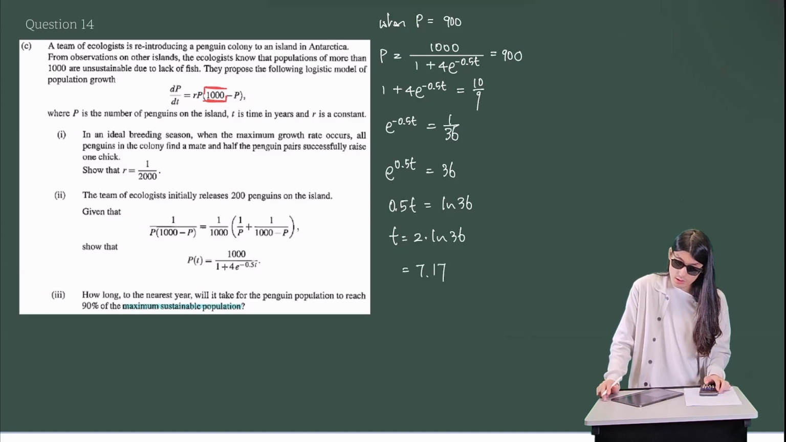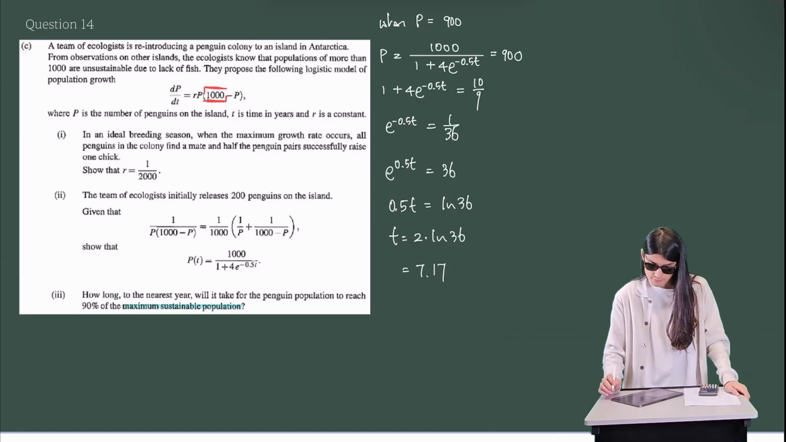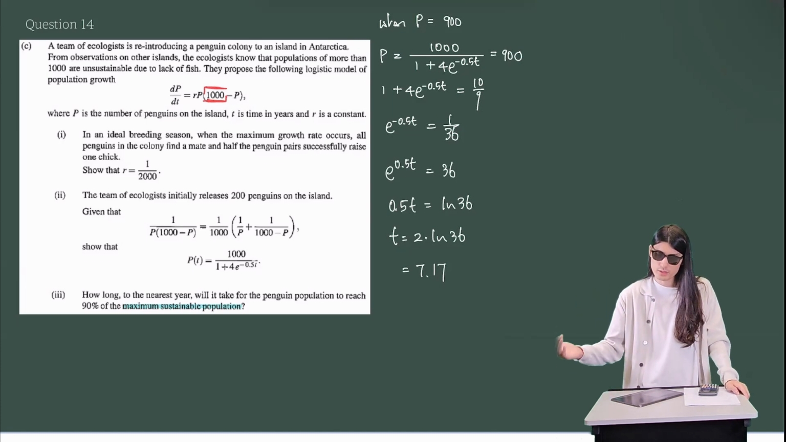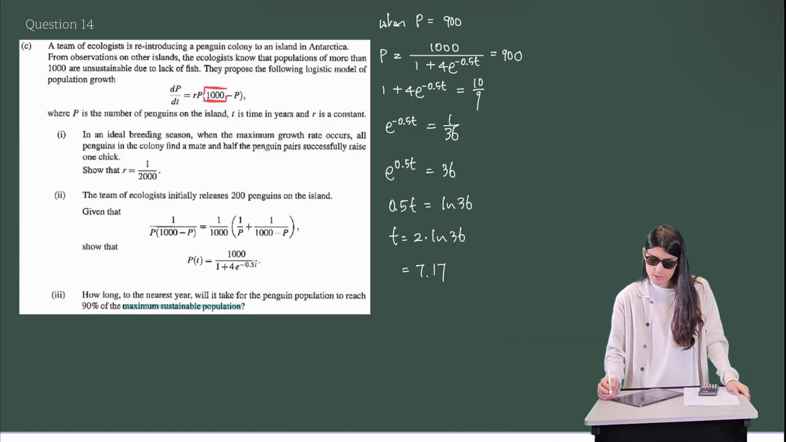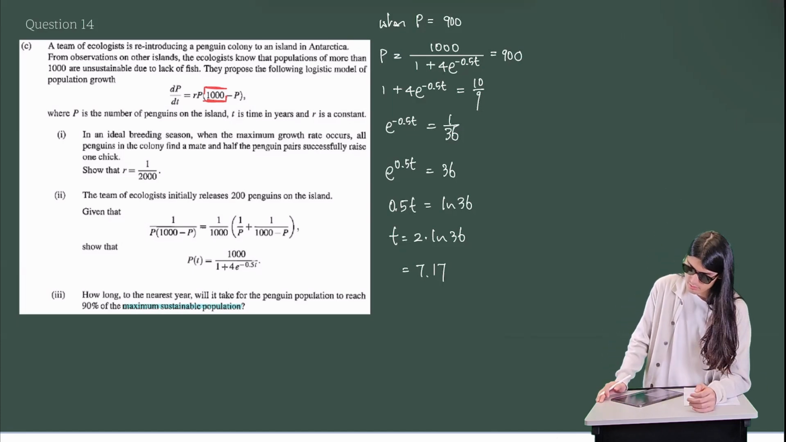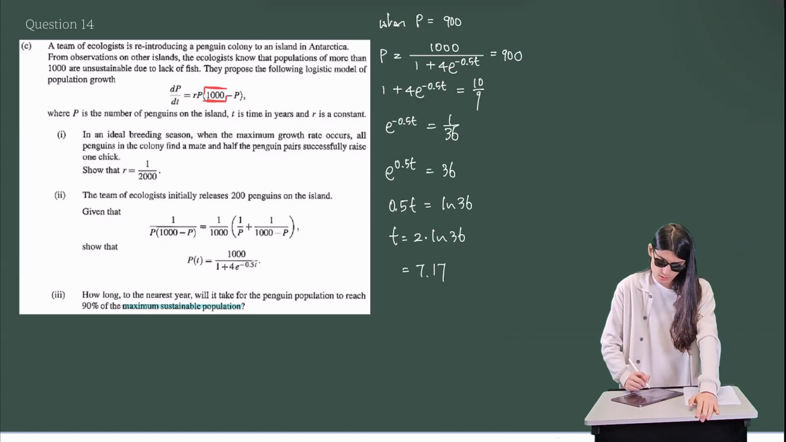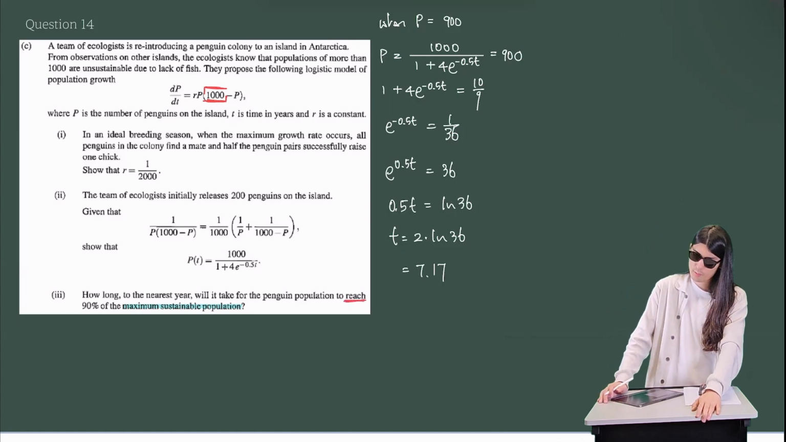Which to the nearest year, guys, is 7 years, isn't it? If you round that. Okay? Therefore 7 years. But you should also understand that because the population is growing, the penguins are growing over here. When you say 7 years, strictly speaking, after 7 years the penguin population hasn't quite reached 900, has it? As in the question, how long to the nearest year will it take for the penguin population to reach 90% of the maximum sustainable population?